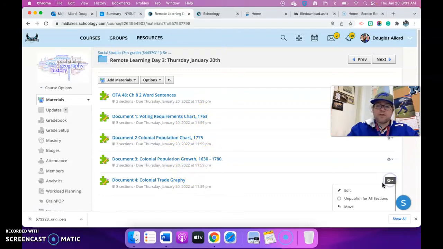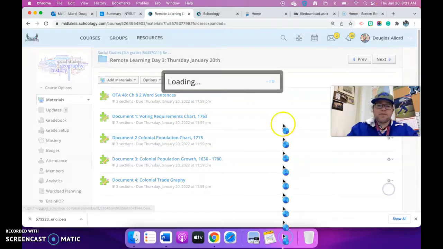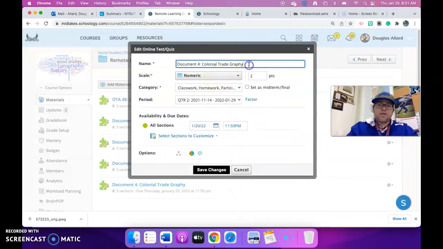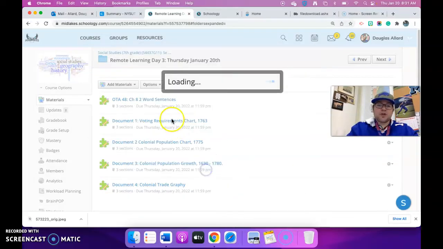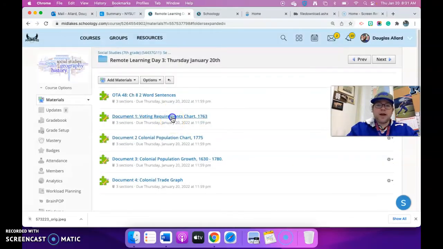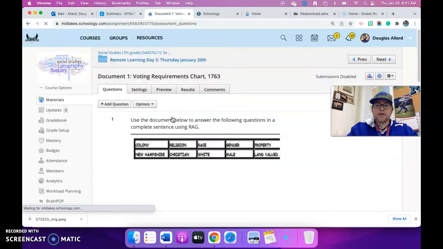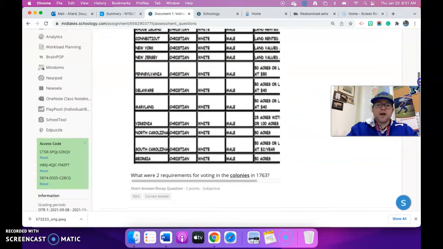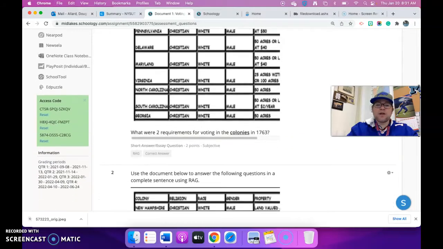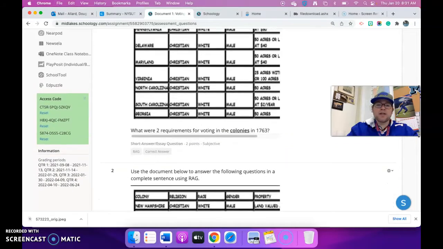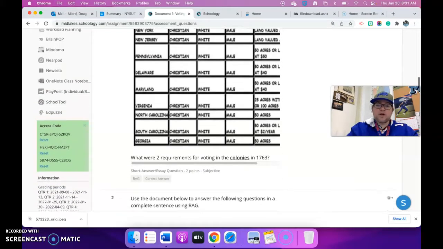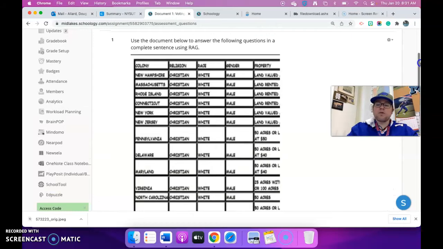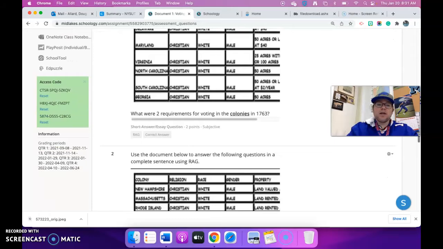Oops, graphs is misspelled there. Today, our first chart, you're going to be doing some RAG, so we'll go over that real quick. And again, it's going to look different on your screen. What 2 requirements are there for voting in the colonies? Look at the chart, what were 2 things, I think they list about 5, that you had to have in order to vote.